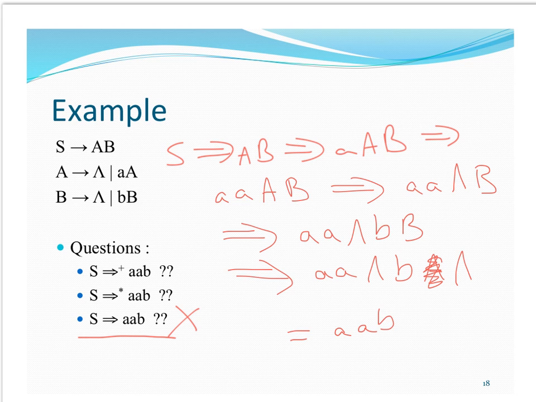So we can definitely derive little a b from S. We can do it in one or more steps, and we can actually do it in 0 or more steps. It happens to be more, but 0 or more is more. Okay.